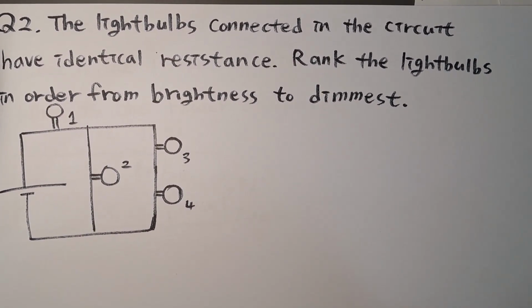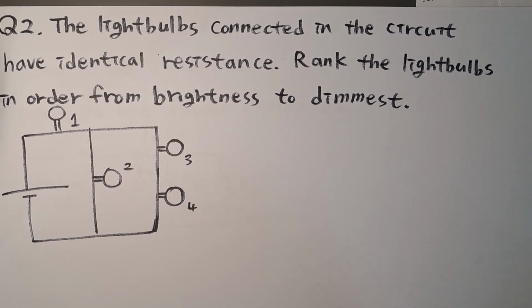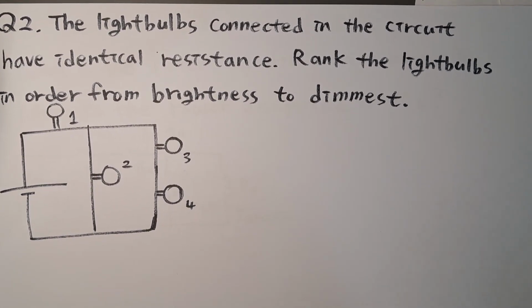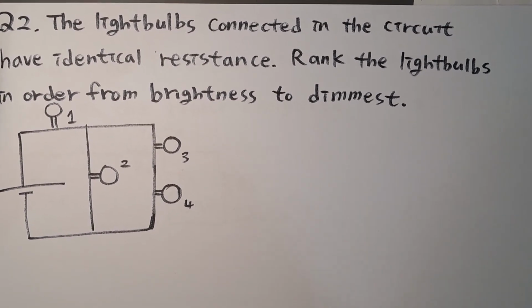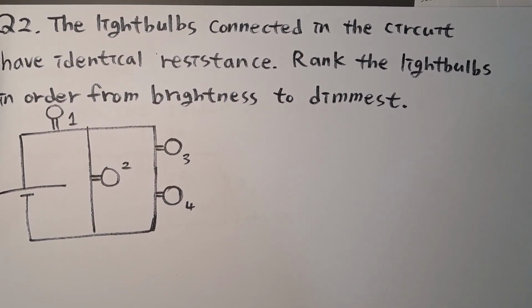The light bulbs connected in the circuit have identical resistance. Rank the light bulbs in order from brightness to dimness. So, brightness is determined by the power dissipated in the bulb. Power needs to be considered. All of the bulbs have the same resistance, so their brightness is determined by the amount of current flowing through them.